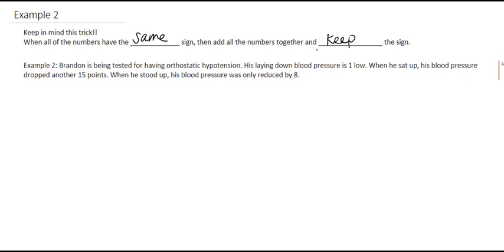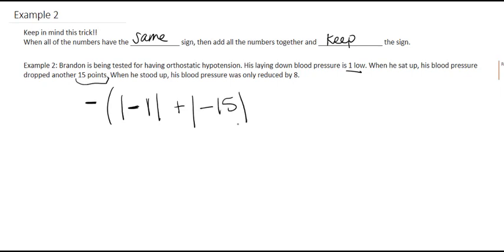Brandon's being tested for having orthostatic hypotension. His laying down blood pressure is 1 low. When he sat up, his blood pressure dropped another 15 points. When he stood up, his blood pressure was only reduced by 8. So let us do the mathematical form of this. So we have that negative sign, and we have the absolute value of 1, even though we did drop. So we're going to do the -1 plus the absolute value of 15 points, and it's a drop.